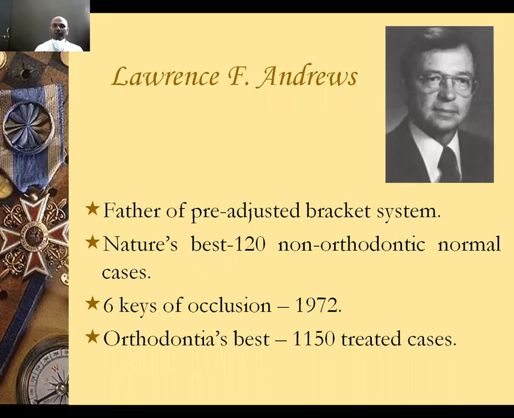Then Lawrence F. Andrews, he was the father of the pre-adjusted bracket system. What he did is he studied nature's best 120 non-orthodontic normal faces, from which he derived six keys of normal occlusion in 1973. And from that he derived a pre-adjusted bracket system in order to achieve the best occlusion, whose modification is still used widely for treating malocclusion.